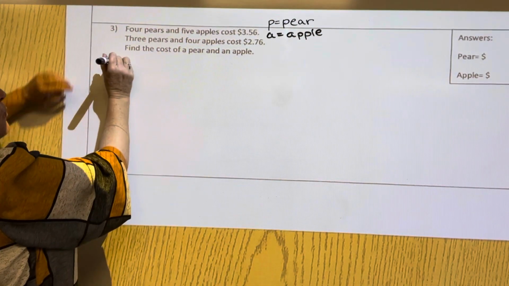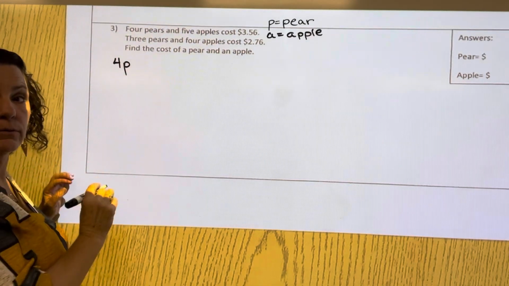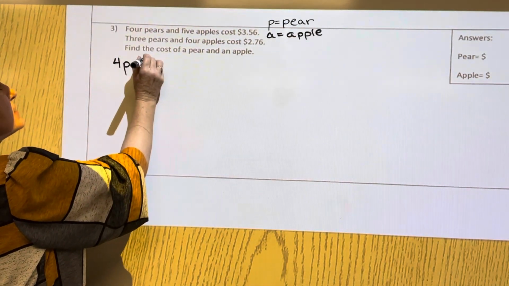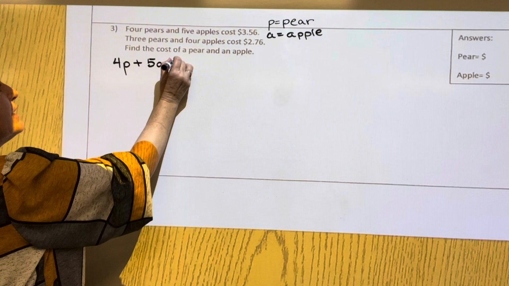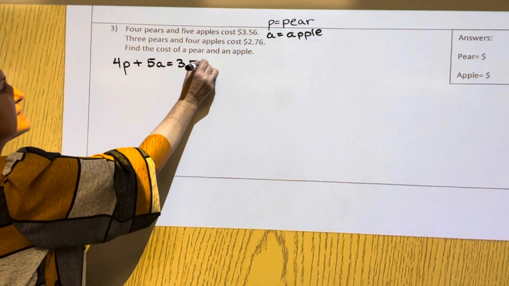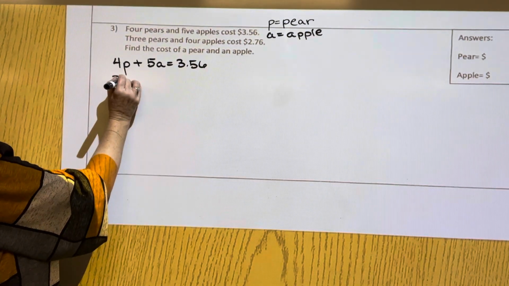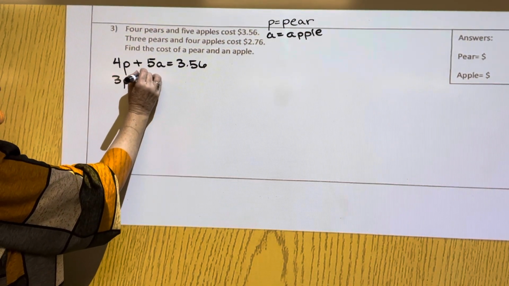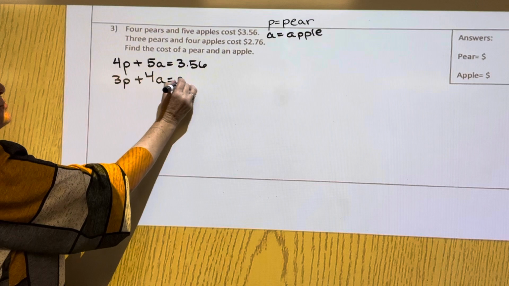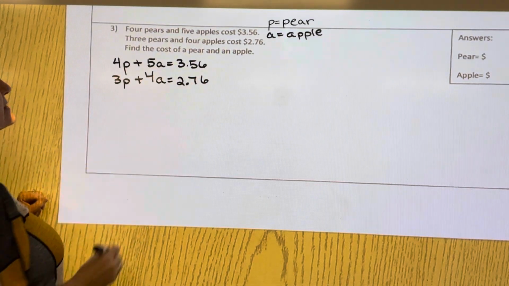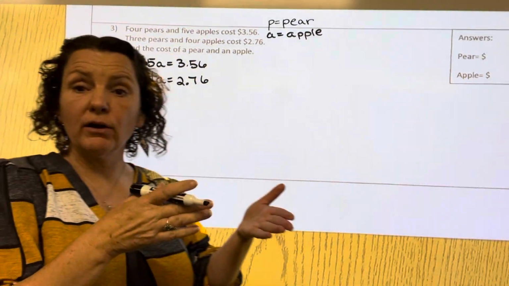So we have 4 pears. We can see that, right? Yep. Plus 5 apples is $3.56. Now we have 3 pears plus 4 apples is $2.76. Find the cost of a pear and an apple.